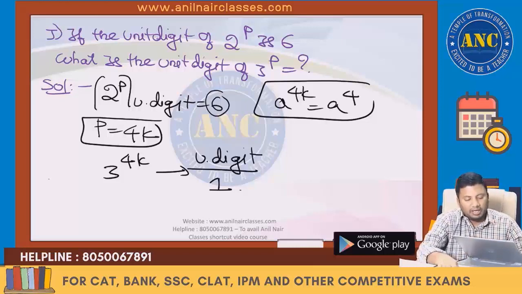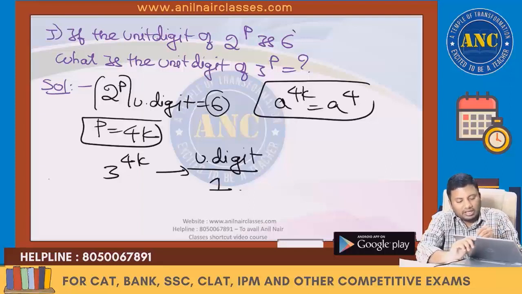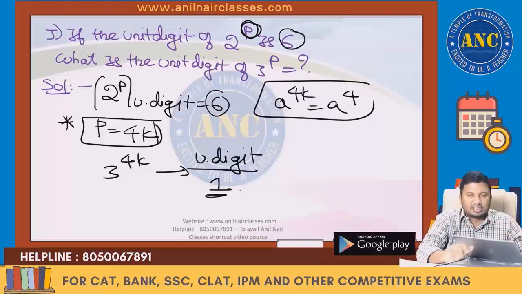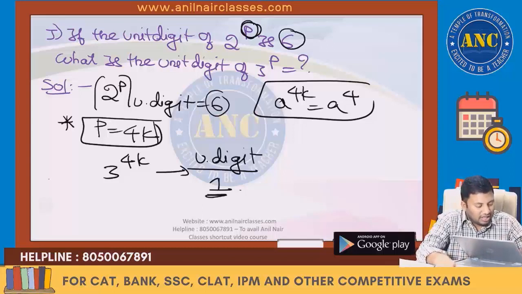2 power p, it is 6. What is the unit digit of 3 power p? To get 6, p should be a multiple of 4. So p is of the form 4k. 3 power 4k is 3 power 4 power k, 1 power k, it is 1. Second example done. Next one.